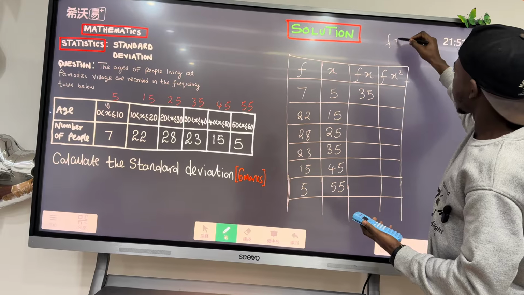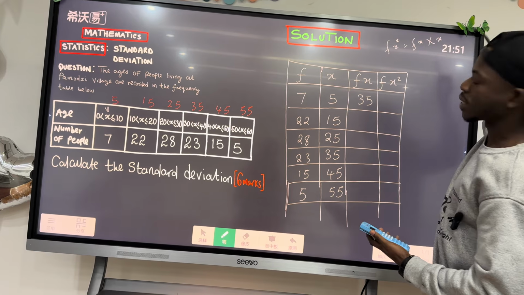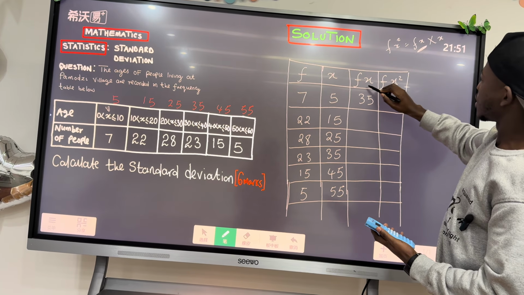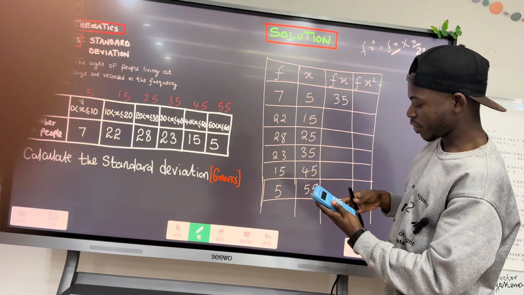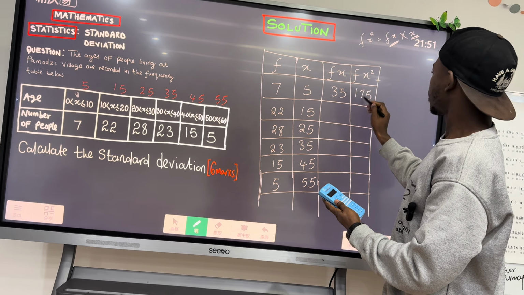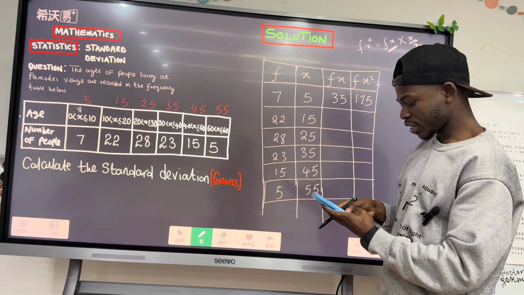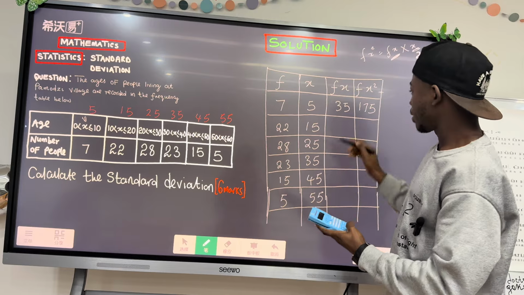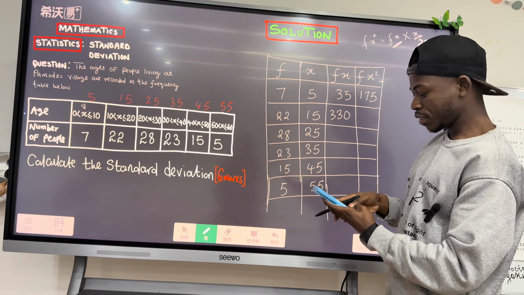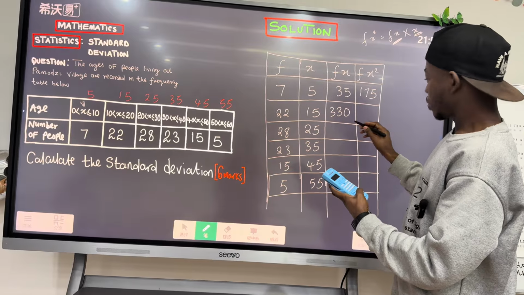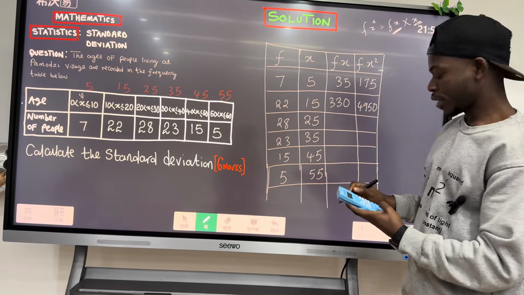Then fx squared simply means you are getting this fx, then you multiply by x again. So fx squared means fx times another x. So once you get your fx, which is this, then you multiply by x again. So what it means here is 35 times 5. So we get 175 here. Then we go to this one, fx, it means 22 times 15, 330. Then multiplied by x again, so we multiply by 15. So we're getting 4950. You can check through.